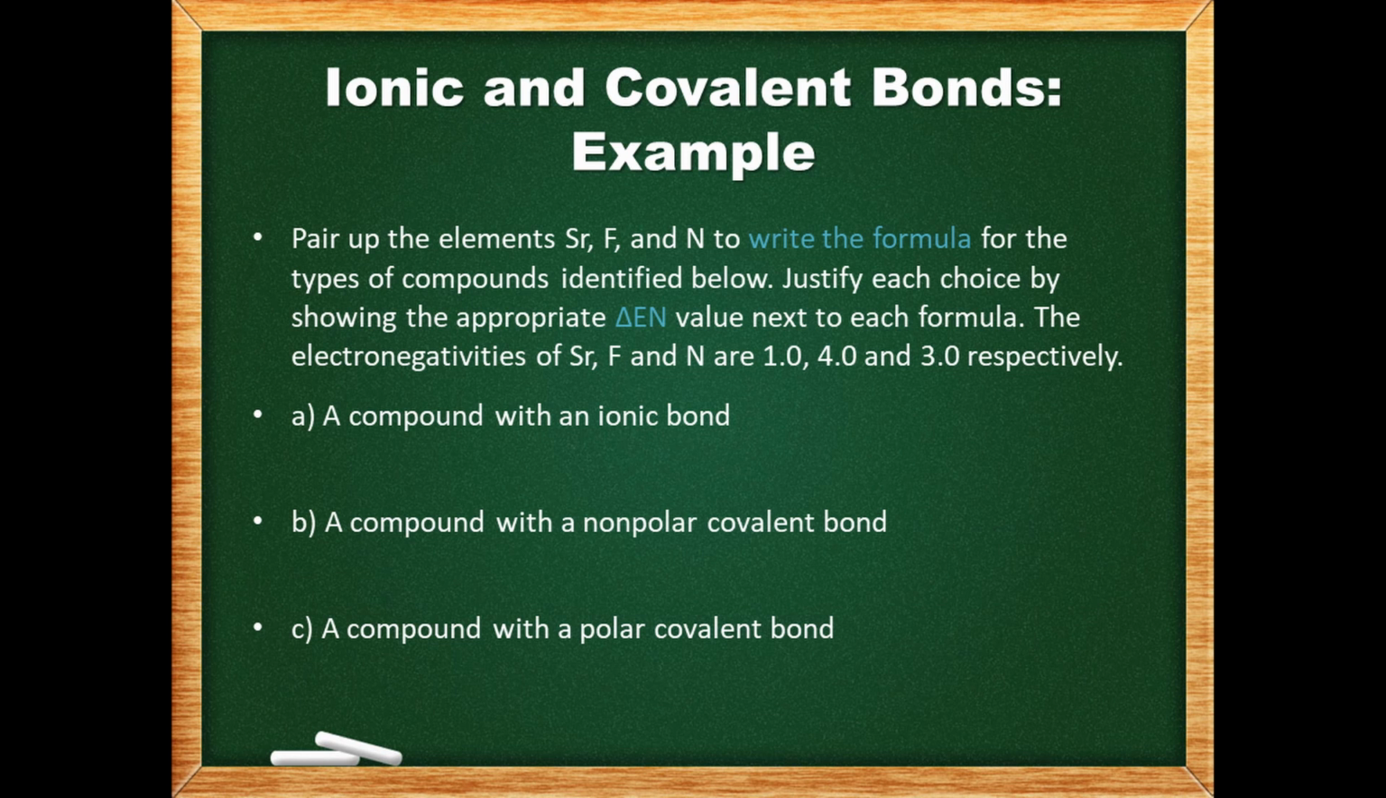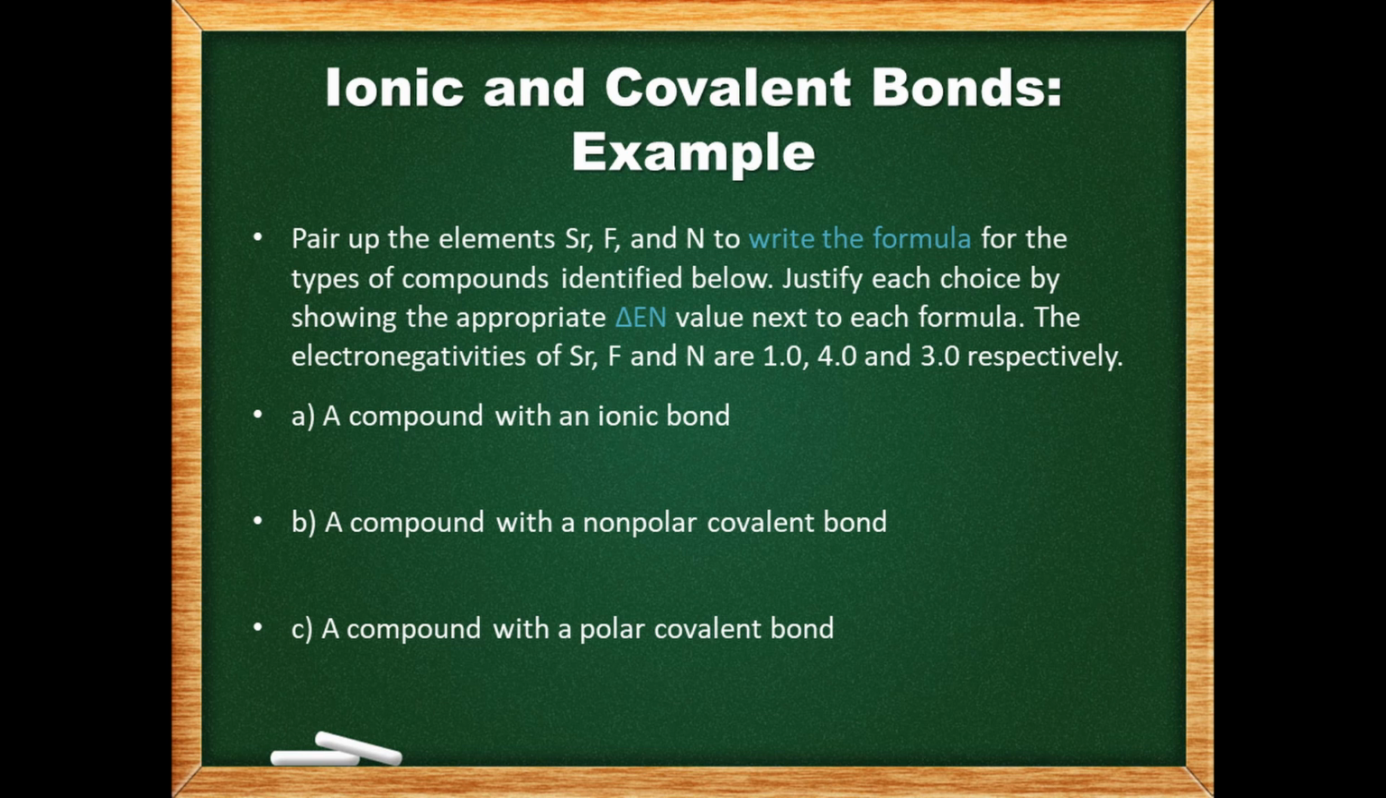We should now take a moment to practice actually writing down formulas for these different types of compounds, and we'll do it via an example. Here we need to pair up the elements strontium, fluorine, and nitrogen to write the formula for the types of compounds identified below. Then we justify our choices by showing the appropriate delta EN value next to each formula. The electronegativities of strontium, fluorine, and nitrogen are 1.0, 4.0, and 3.0 respectively.